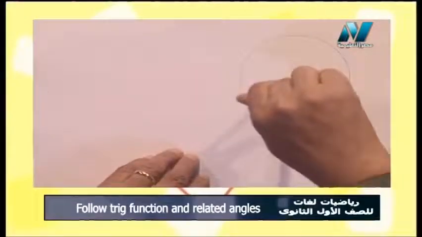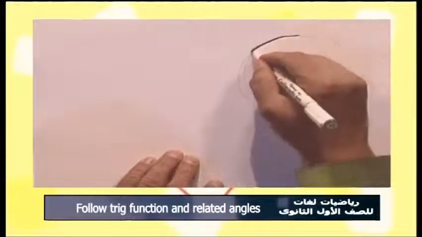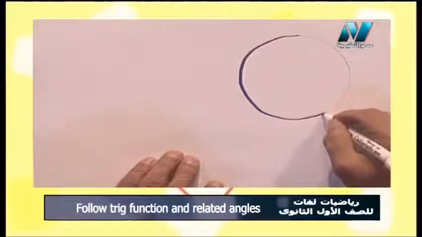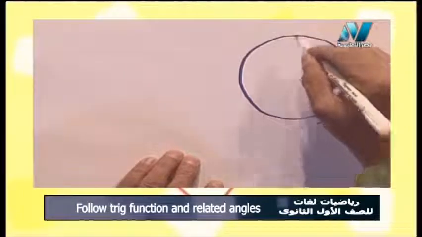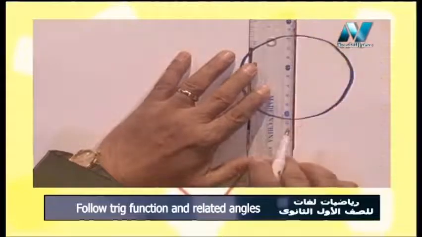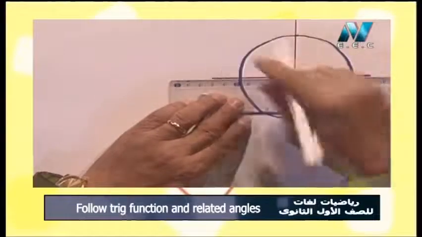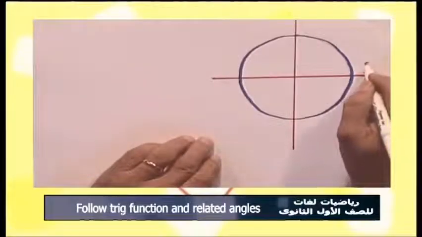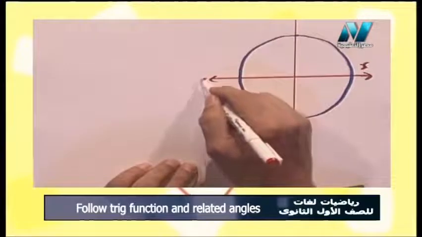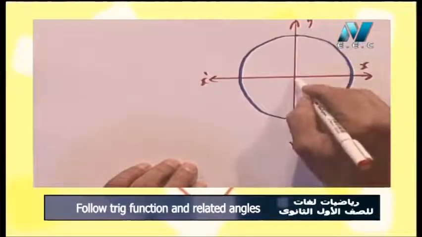We have a circle here, and I'll trace it to be clear. We have a clear circle here, and we have x and y coordinates. We have the y coordinate here, and also the x coordinate. This is the x-axis, and this is the y-axis, and of course this is the origin point.